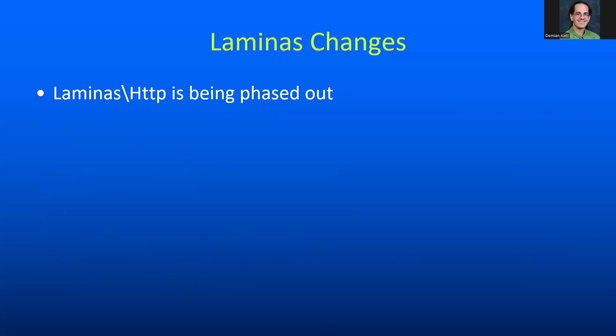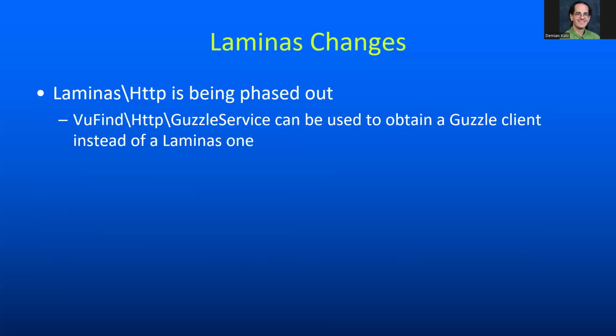So the Laminas community, I think, is leaning toward just getting rid of it and telling people to use other things. One of the most popular alternatives at the moment is Guzzle. And so what we have done is we have created a VuFind HTTP Guzzle service, which can be used to either obtain a Guzzle client to use directly or to make some HTTP requests through Guzzle with helpful convenience methods. Now, Guzzle service was already there because a few of the third-party libraries we use require Guzzle, and so we needed to create this service to create Guzzle clients where needed.